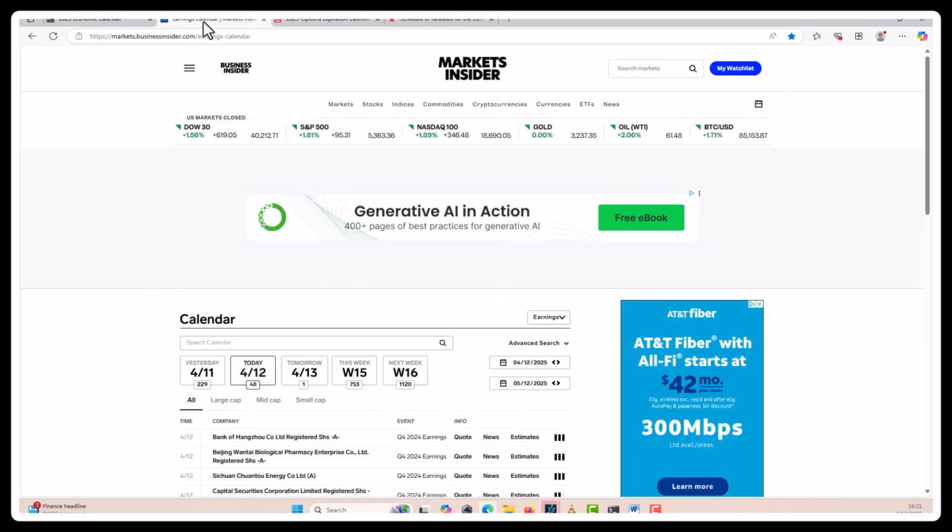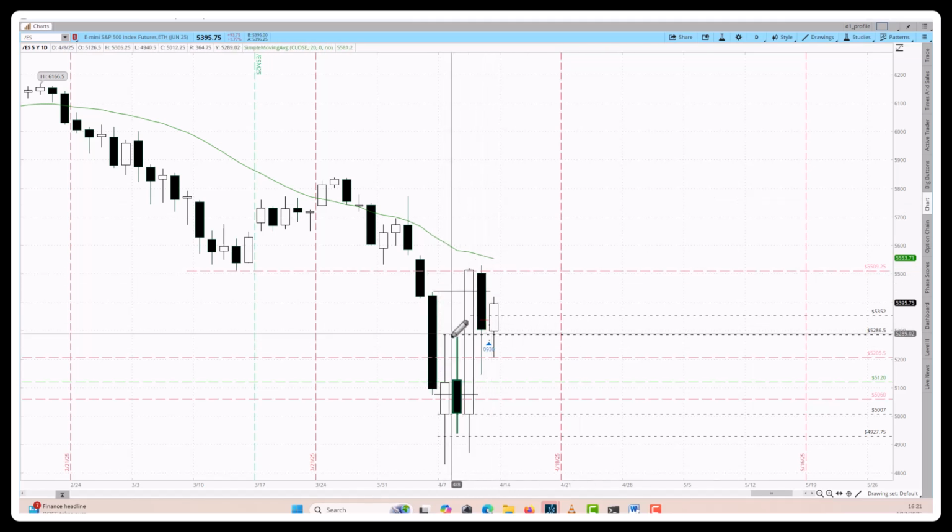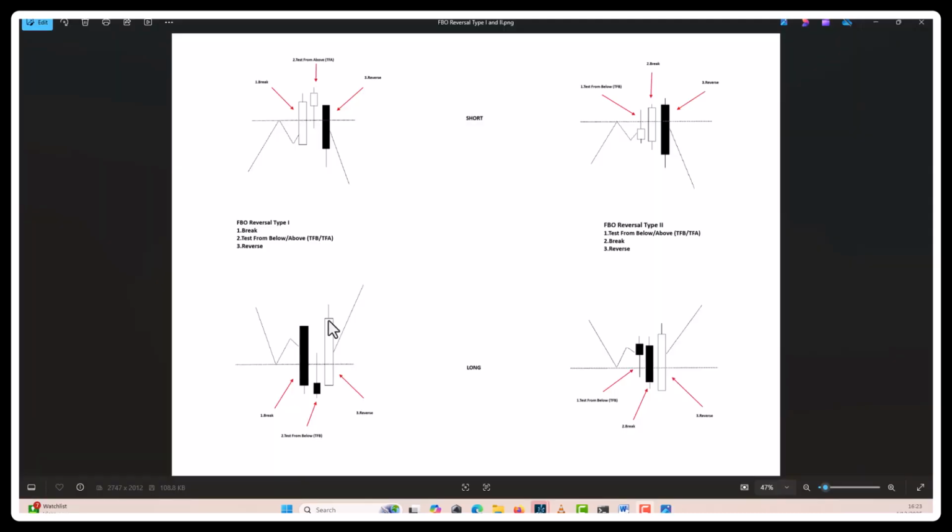So we are in week 16, the second week of the second quarter, and here's the setup right there. Test from below, break, test from below twice, and reverse. That is the type 1 reversal. Let's look at the type 1 reversal we have. So here's our playbook, or pattern, or model, whatever you call it. The idea that we observe is that there are two types of reversal. Type 1 is on the left and type 2 is on the right. It's very common.